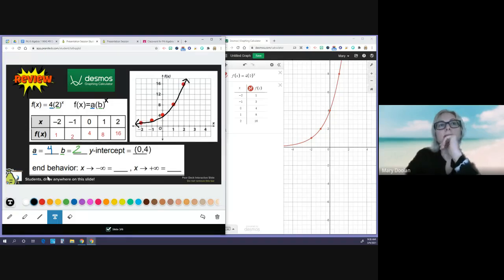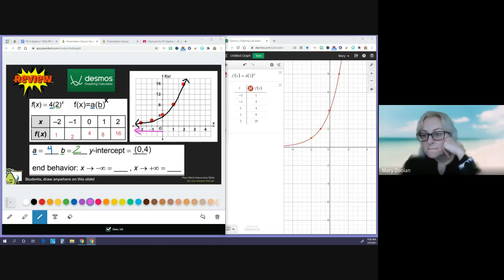The last part of this review slide, the end behavior as x approaches negative infinity. Okay, so where is negative infinity? That is, if you start at the origin, it's going to the left, right? So as I move this way along the x-axis, what's happening to my graph? It's getting closer and closer and closer to what? 0. Yeah, 0 is right.